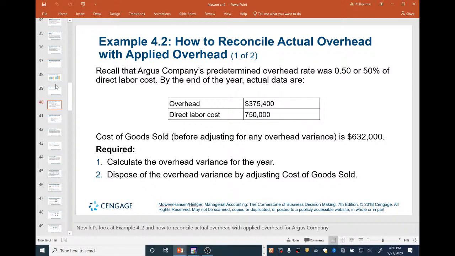We're going to just build off the previous example with Argus Company, right? Remember the predetermined overhead rate we found earlier in these slides was 50% or 0.5. By the end of the year, actual data, now this is what actually happened, was overhead of $375,400, direct labor cost of $750,000. Remember, before it was the estimates, and now this is what's actually happened. Cost of goods sold before adjusting any overhead variances was $632,000, okay? So calculate the overhead variance for year one.